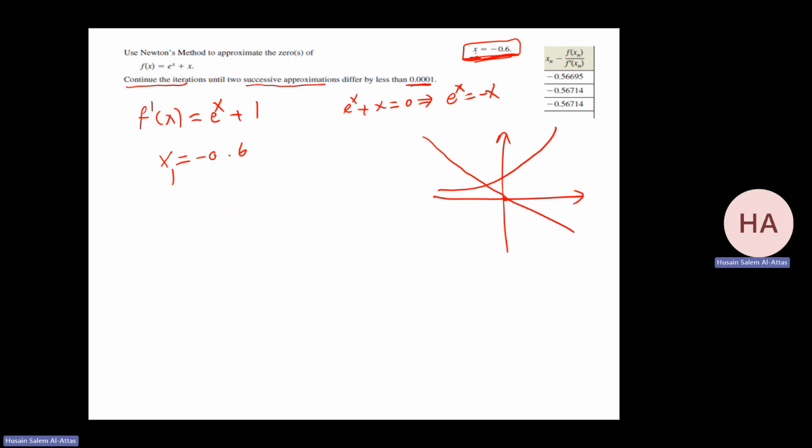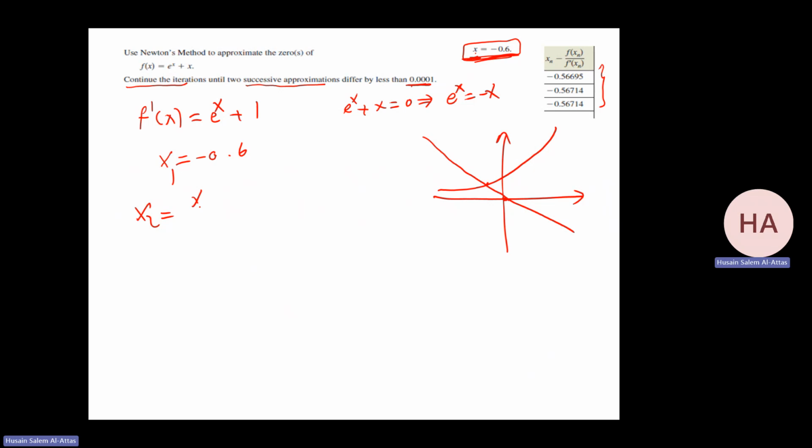Yeah, it's very clear it should be a negative value, and this value may be something near minus 1, not far from minus 1. So because of that, he started with minus 0.6. You can start with minus 0.5, minus 0.4, it's up to you. But since I know now, using the calculator, I'm getting these values.